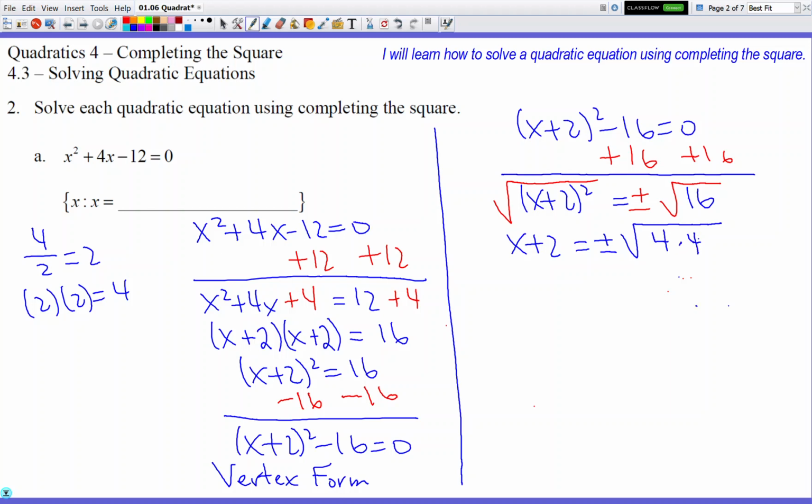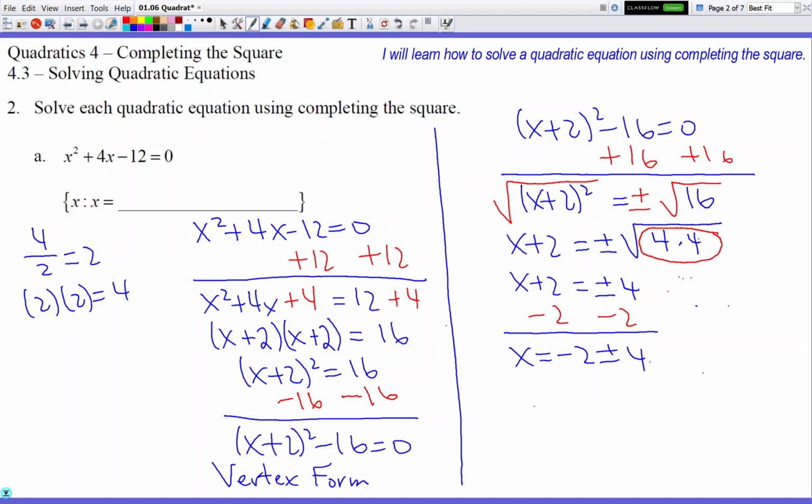So I'm going to write it as 4 times 4, which means the 4's are going to be circled because they match, and anything that matches inside of a square root is allowed to go outside the square root symbol. So the 4's match, they got circled, they're going to go outside. Okay, so I got x plus 2 on the left equals plus or minus 4 on the right side. Now to get that x by itself, I'm going to subtract 2 on both sides, and I'm going to get x equals negative 2 plus or minus 4.